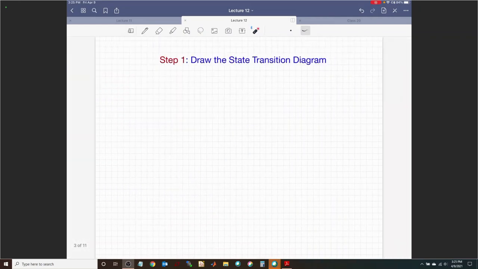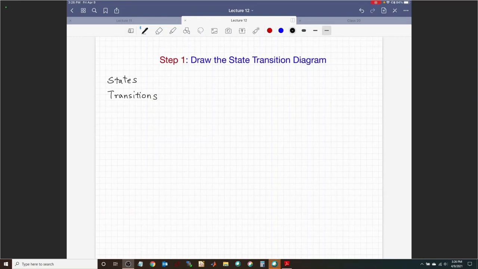Step 1 is going to be to draw the state transition diagram. Now, a state transition diagram includes states and transitions, right? Of course. Multiplexer multiplexes, decoder decodes, encoder encodes. A state transition diagram has states and transitions in a diagram form.